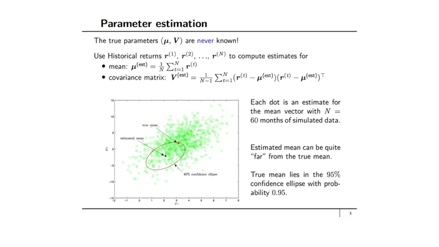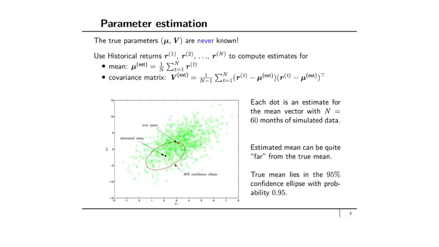What I've done on this plot that goes on this slide is I simulated the returns using the mean vector and the covariance matrix given in the spreadsheet that goes with these modules. I simulated 60 months of data, and using those 60 months of data, I estimated the mean. Each of these green dots on this plot is an estimated value of the mean using one particular simulation of 60 months worth of data. I'm only plotting the estimated mean for asset 1 and asset 2.